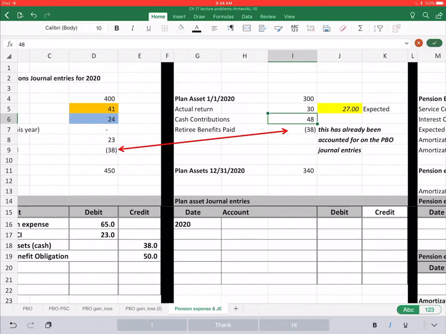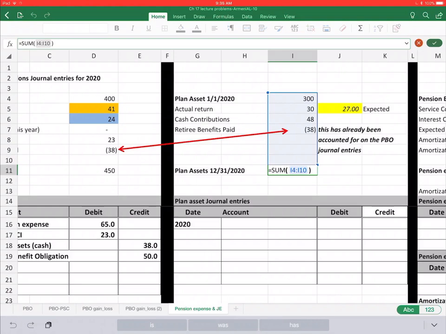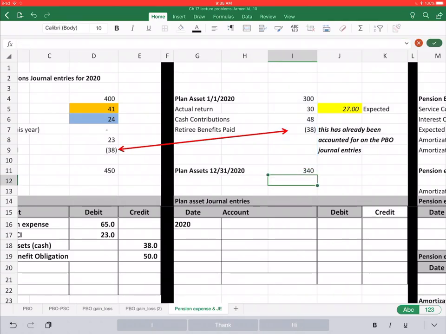We said that they made cash contributions of $48 million, and we said that retirement benefits were paid of $38 million. So number one, we can use all of those data points to give us what our ending balance is at the end of the period. At the end of 2020, if we add and subtract up all of that information, our beginning balance plus the actual return plus cash contributions minus the benefits paid, our ending balance of plan assets is $340 million. So that's number one.